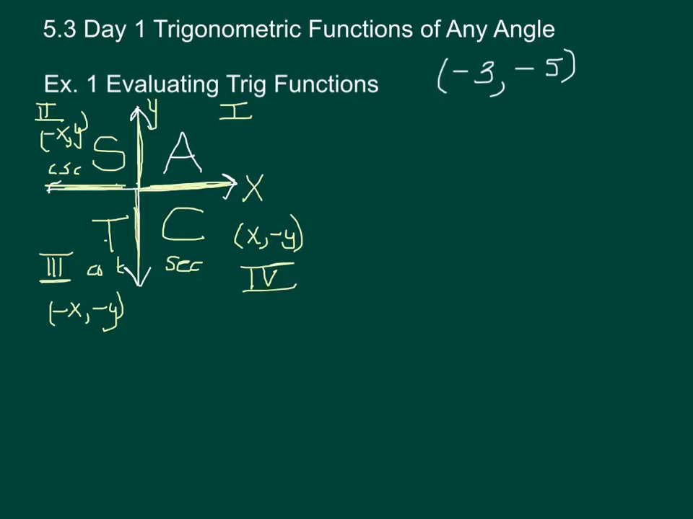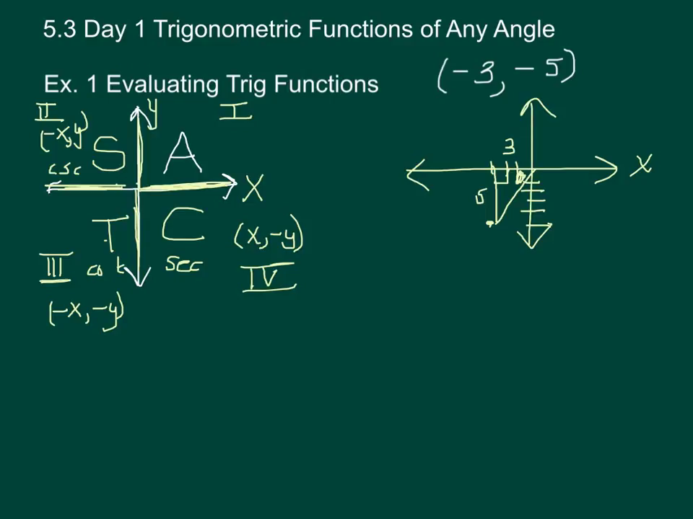So when you have to evaluate -3, -5, first I plot the point. And what you're doing is drawing a right triangle. Theta is always in the center, and your right angle goes here. So this is 3, this is 5. So we have to find all 6 trig functions.